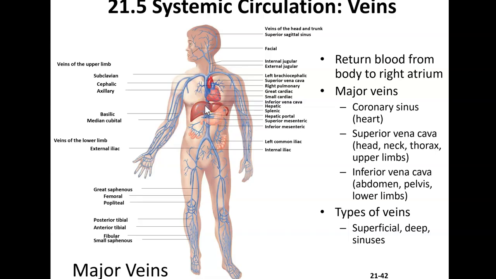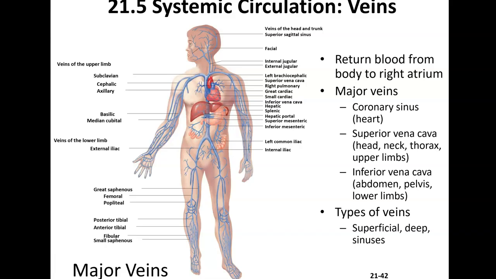And we have 3 major types of veins. We have superficial veins, which will sit right beneath the skin. So if you look at the back of your hand or the top of your foot, you will see these veins pretty clearly. And the deep veins will typically course alongside the arteries and will have the same names.